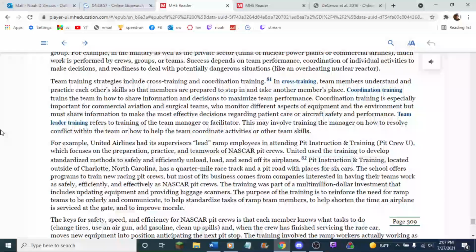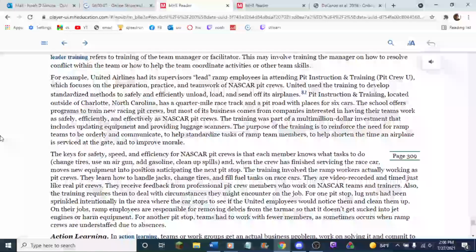Team leader training refers to the training of the team manager or facilitator. This may involve training the manager on how to resolve conflict within the team or how to help the team coordinate activities or other team skills. For example, United Airlines had its supervisors lead ramp employees in attending Pit Instruction and Training, which focuses on the preparation, practice, and teamwork of NASCAR pit crews.